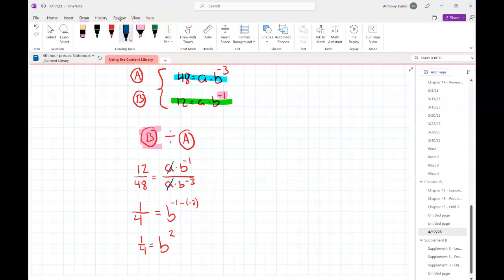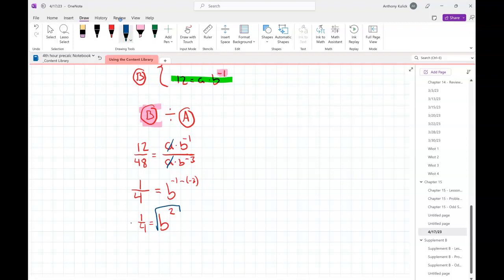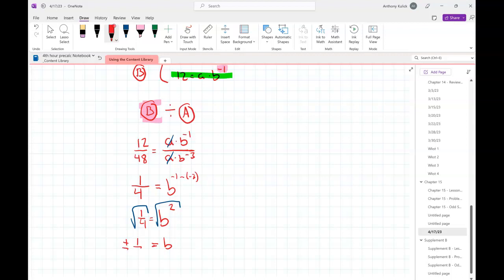Okay. How am I going to cancel the squared on that b? How'd I turn that b squared into just a b? Square root. What do I have to remember when I square root both sides of an equation? Plus or minus. What's the square root of 1/4? How do I do the square root of a fraction? I just square root the top, which is 1, and then we square root the bottom, which is 2.